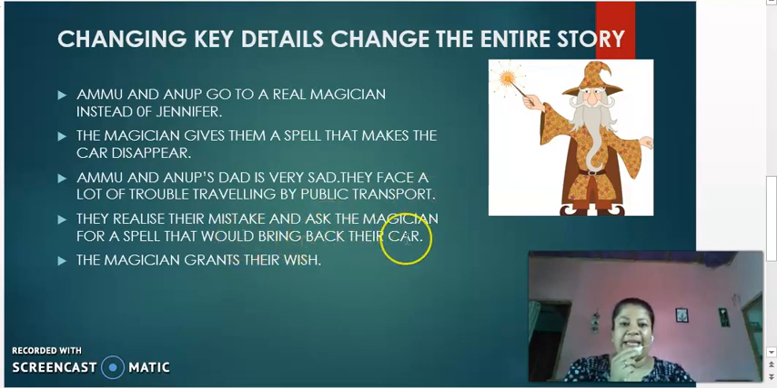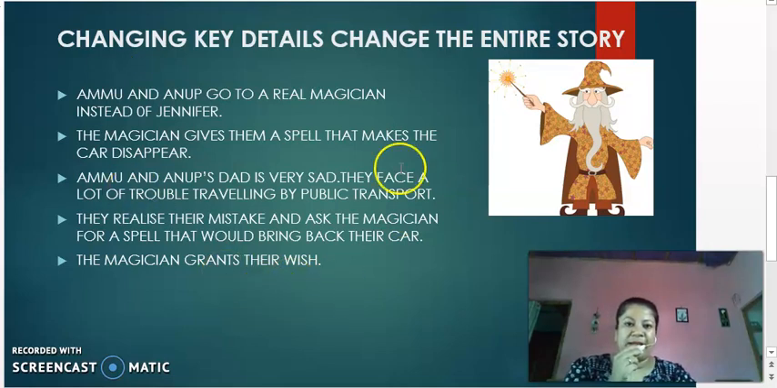They ask the magician for a spell that would bring their car back. Now when they face a lot of trouble, they realize that it was their mistake in asking the magician for the spell. They realize the importance of the car and the importance of their dad's feelings, and so they go to the magician and they ask him to bring their car back. They ask him for a spell that grants their wish. He gives them another spell and they bring their car back.